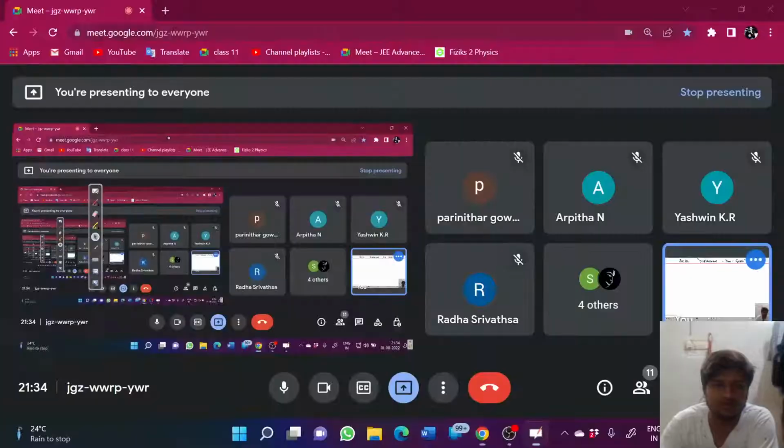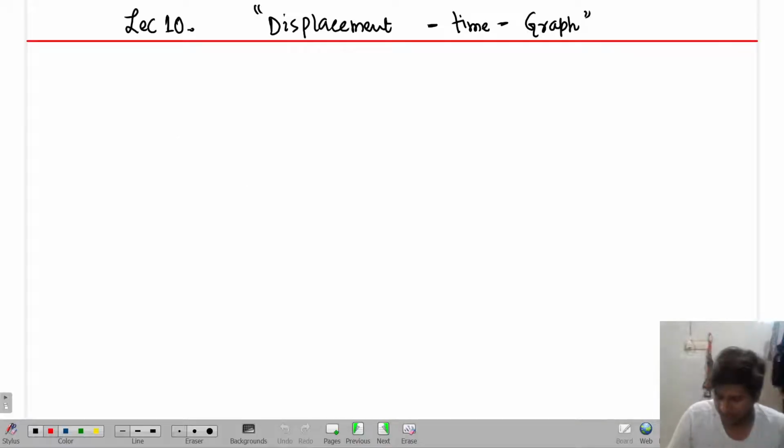Okay, so let us go. Displacement time graph. Okay, now see, till now, what is the formula? What are the formulas of displacement and time? First thing, remember that when I'm drawing a displacement time graph, you should be aware of the formulas of displacement and time.